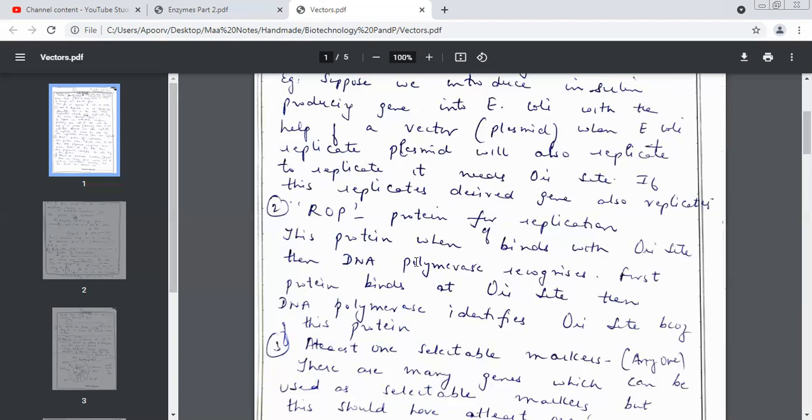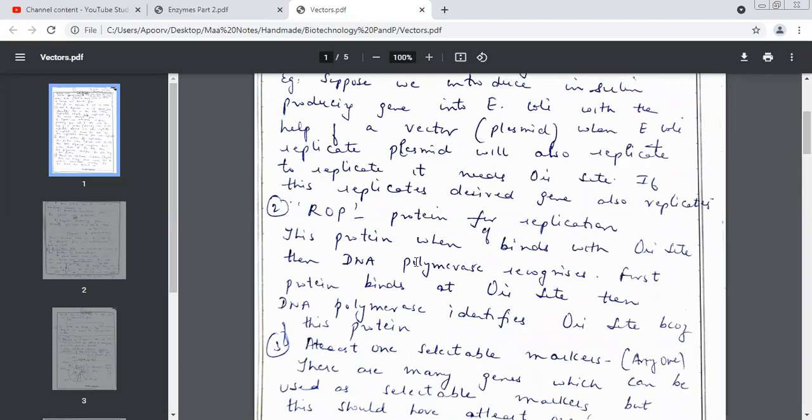Why do we need replication? I had already discussed this in the first part with you. To produce more copies of the desired gene. Very, very good, children. Now we move on to the second part. The second thing which should be present, only then can we use a substance as a vector. Which is the second thing? Protein for replication. Very good.